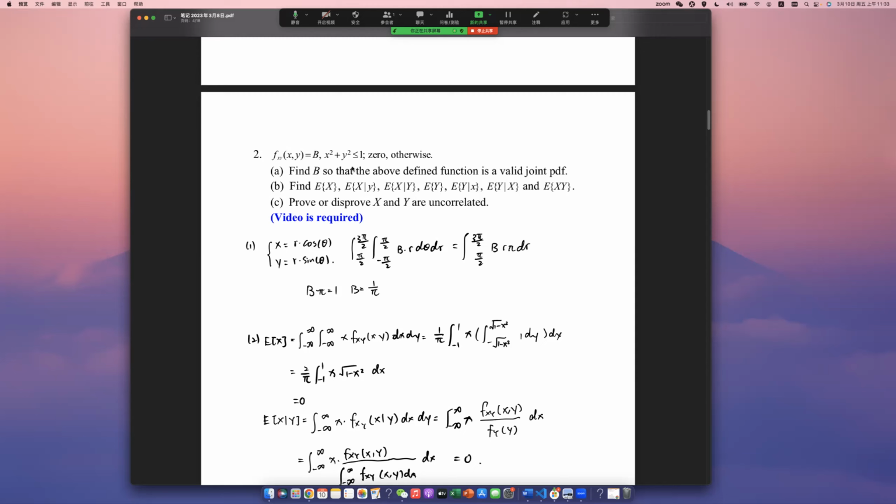And the second question asks for some expected values. So first we calculate the expected value of x, which equals the integral from negative infinity to infinity of x times f(x,y) dx dy. And then we plug in, just as what we did in the first question. It equals 1 over pi times the integral from negative 1 to 1 of x times the integral from negative square root of 1 minus x squared to square root of 1 minus x squared of 1 dy dx, which equals 0.